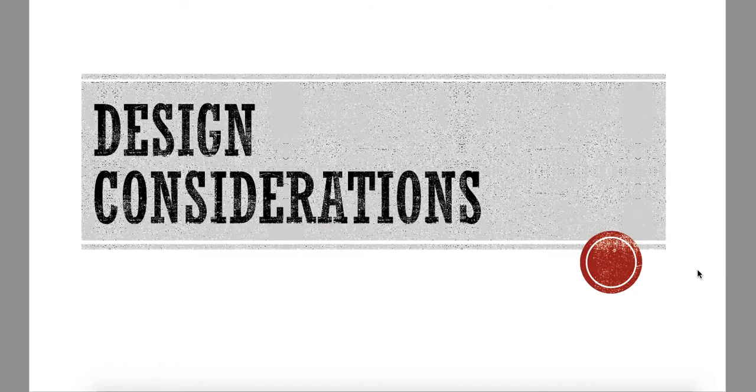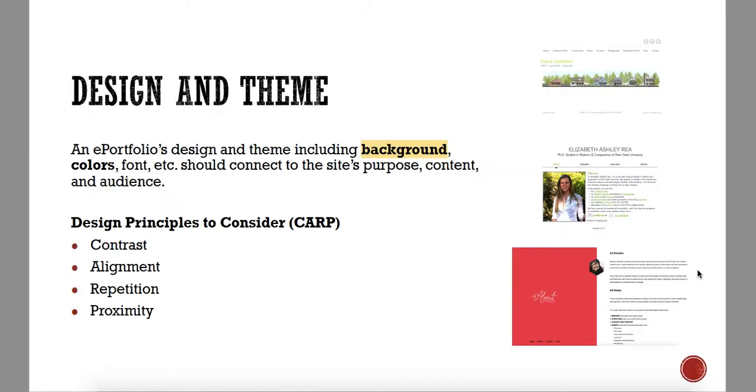Now, let's talk a little bit about some design considerations. So we've talked about the organization and navigation of our site. Those are two very important key factors that you've got to think about. Once you've got an idea of how you want people to navigate and move through your site and how you want to organize things, it's time to start thinking about how you're going to design this.